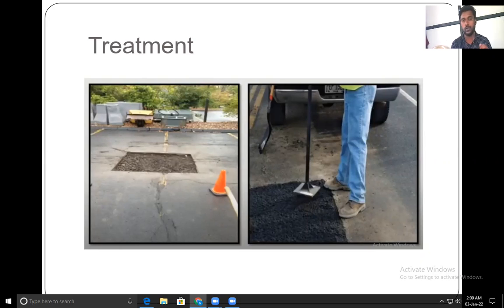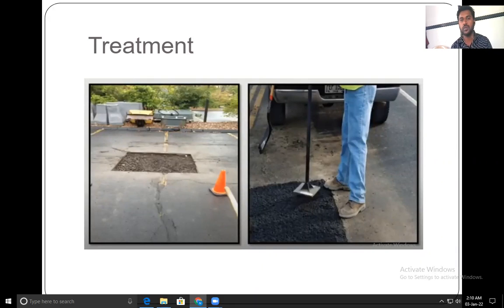If it is concrete, we need to provide concrete. But now we are discussing flexible pavement. So whatever bituminous mixture or asphalt is there, we need to place into that depression. Whatever material we have removed, the first important thing is that the loose particles need to be taken out. Then and only then we place the material, and then we go for the compaction of that material.